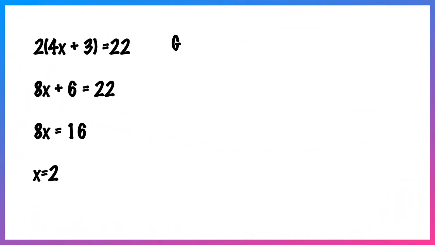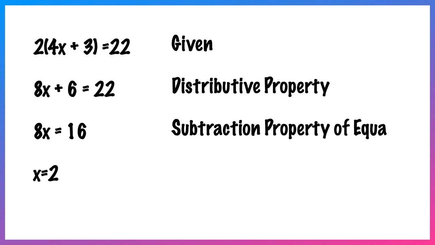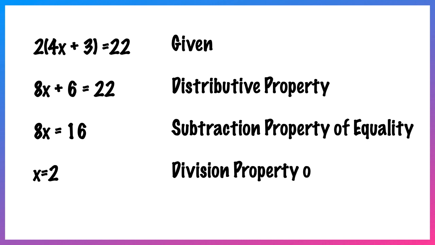Remember, our first line is always given to us. And then let's look to see what they did to create that 8x plus 6. So what they've done here is distribute. So they're using the distributive property. The distributive property is not one of our properties of equality, but it is another property that we can use. Right? And then they have subtracted out that 6 from both sides, so that is the subtraction property of equality. And then finally they have divided by 8, so this is the division property of equality.